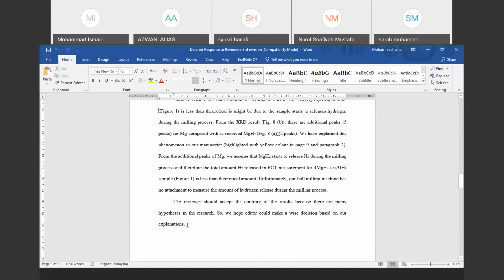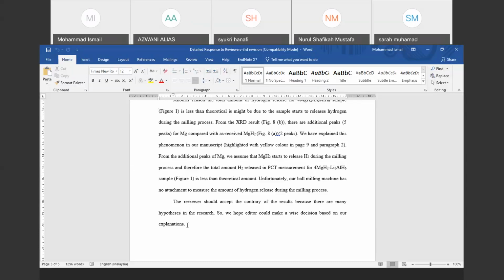Although the reviewer suggested to reject this manuscript, finally the editor accepted our work, because actually we must defend our work. Same as during Viva. During Viva, you must defend your work. You must defend your thesis, because you know everything about your thesis.